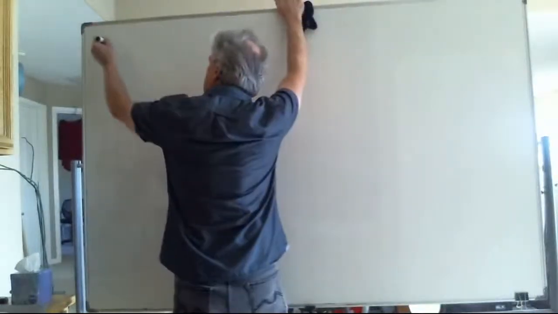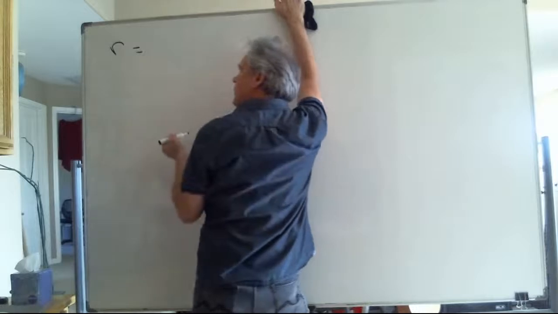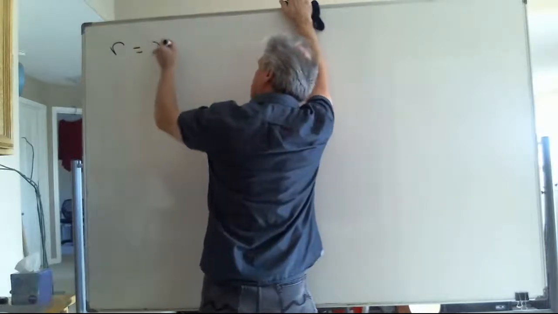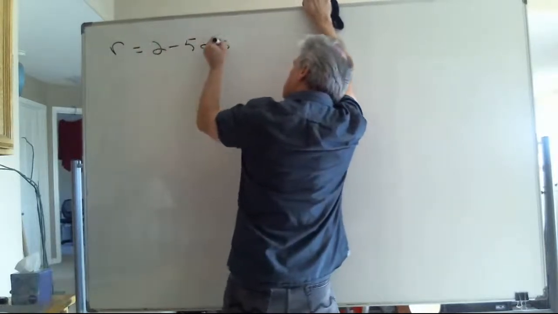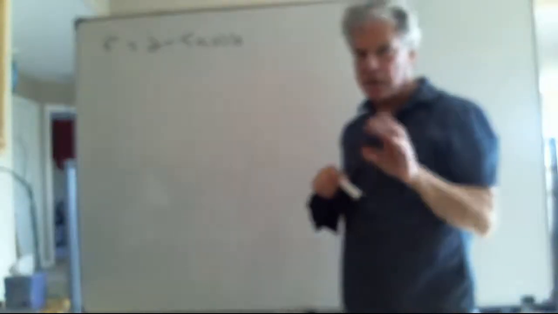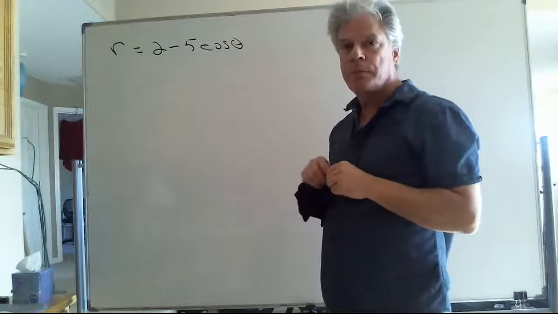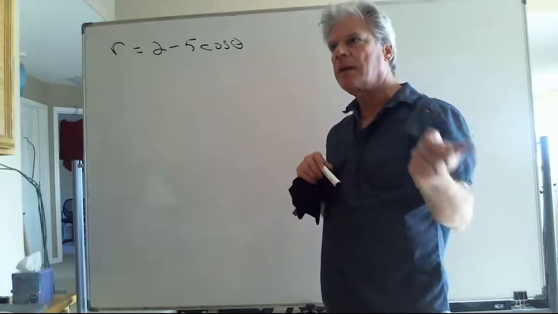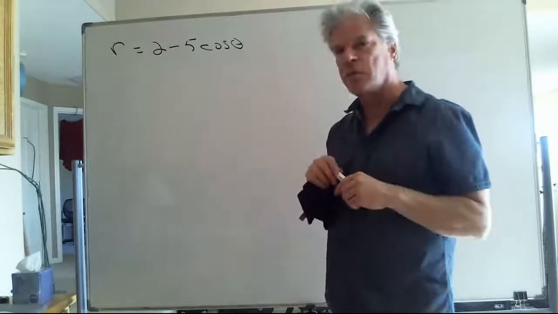Next on my list, I want to come up with an example where I'm computing arc length. How about this? Now, you probably recognize this as a limaçon, that's French for snail, with an inner loop. Let's see if you and I can't compute the length of the inner loop portion of the graph.